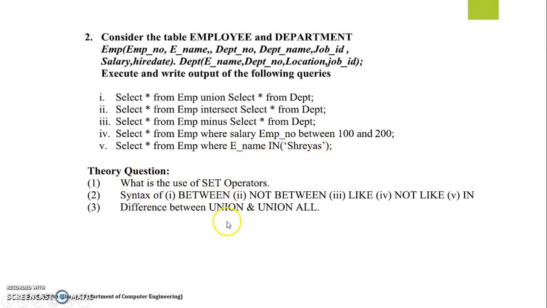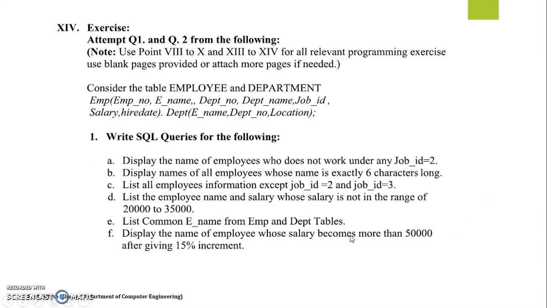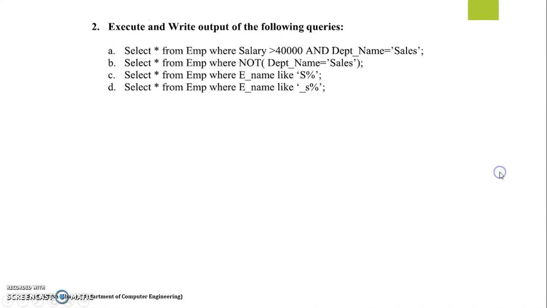Then these are some theoretical questions, that is the use of set operators and the syntax of between, not between, like, not like, and in operator, and the difference between union and union all. And these are the exercises that we have to perform. Again we have to consider the same table that we have already created. Just write the queries for these particular questions. So that's all for this particular experiment. Here we have the and operator, not operator, and like operator.